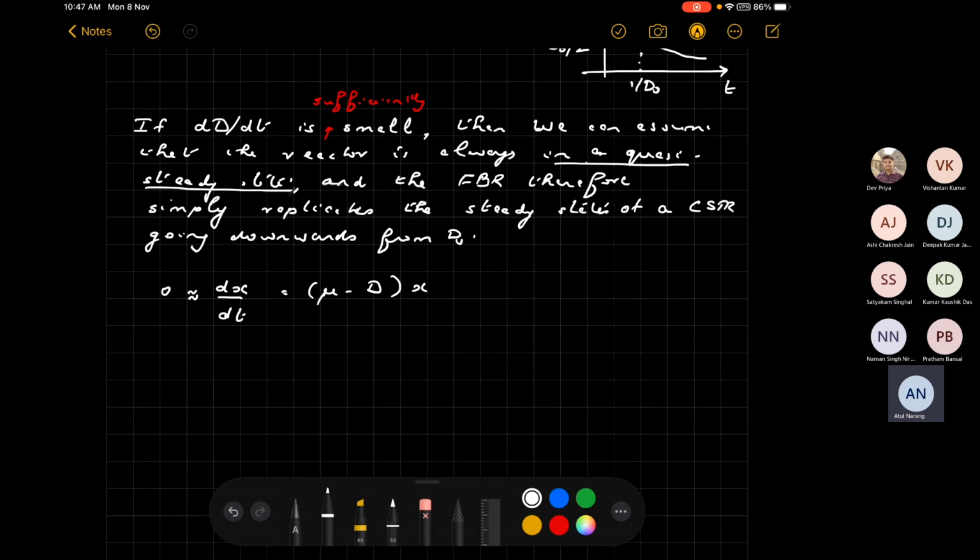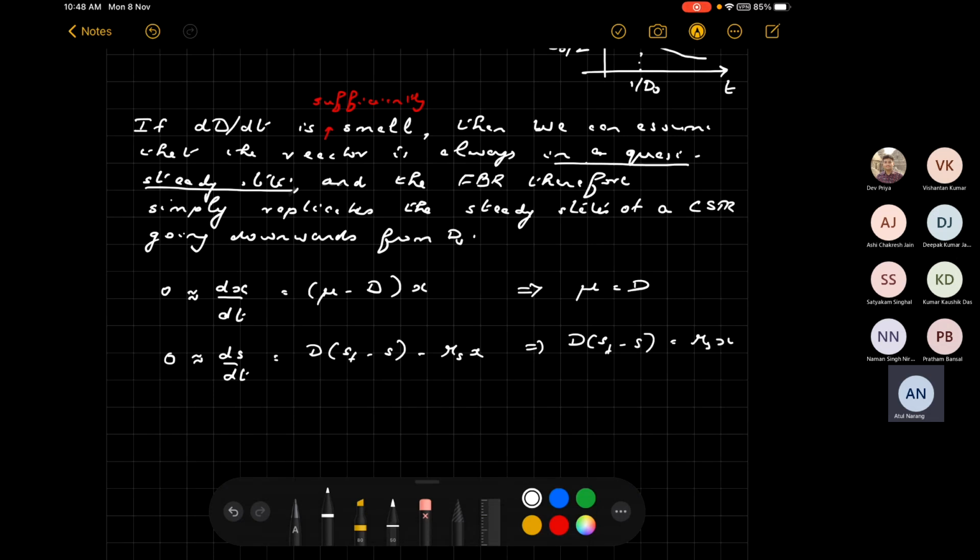Similarly, you had the equation ds/dt equals D times (SF minus S) minus rs times x. This is also approximately equal to 0. So the system is always in a steady state, right? All the time you will have mu equal to D, and all the time you will have the relationship D(SF minus S) is equal to rs times x.